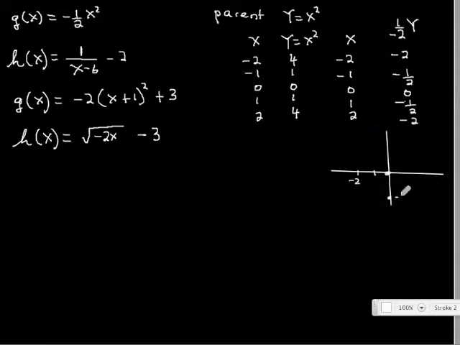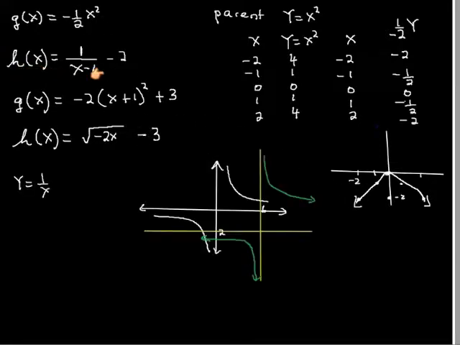Negative 2 right here. Negative 2 will go negative 2. Negative 1 is negative a half. Let's say it's over here somewhere. Negative 1, negative a half, and negative 2 will go negative 2. And you can see that we have a graph that looks like that. And it'll reflect the transformation shown here. Let's look at this graph here.